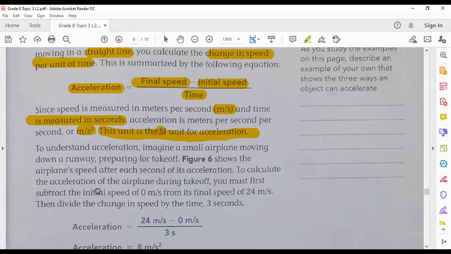To calculate the acceleration of the airplane during takeoff, you must first subtract the initial speed, which is 0, from the final speed, which is 24 meters per second. To then divide the rate changes by time.